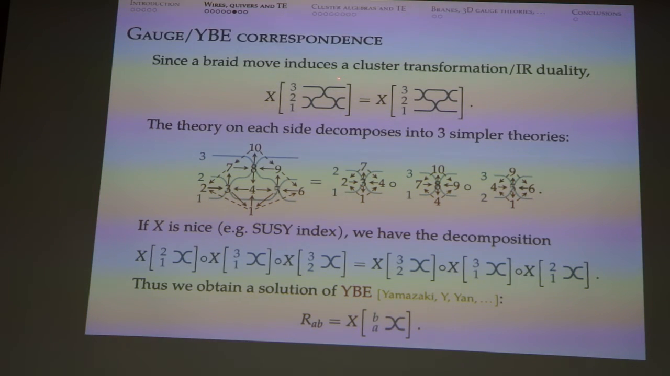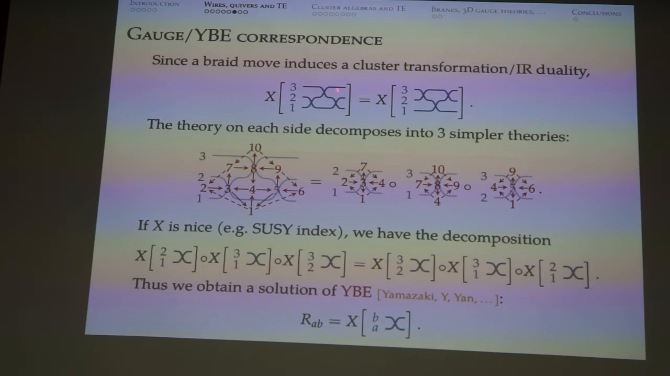Okay? But we know that a braid move corresponds to a sequence of mutations of the associated quivers, which correspond to infrared dualities of the associated theories. And if you take some quantity X, you calculate it in the respective theories, then you get an equation. Okay. Now, what does that really mean? So let's take one side of the equation.